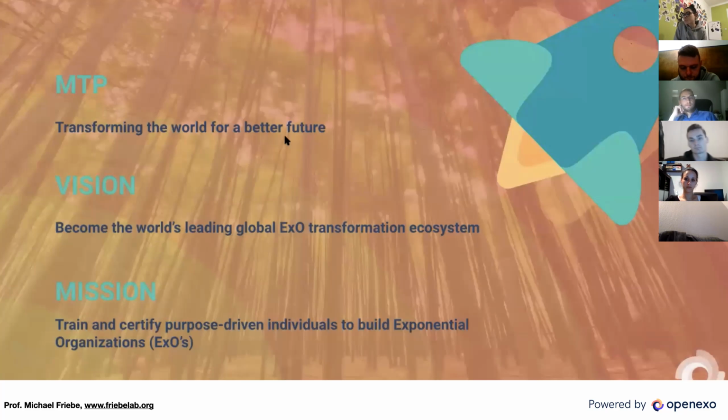A vision is something more concrete. Become the world's leading global EXO transformation ecosystem. That's already pretty clear. I mean, exponential transformation, there's probably not that many around anyway. So I want to become the leading one. And then the mission is something where you basically say, this is what I'm going to do right now to achieve this. So train and certify purpose-driven individuals to build exponential organizations. So if you go from the bottom to the top, it gets less and less concrete. Going from the top to the bottom, more and more concrete. It's kind of like the approach. This is what I want to reach in 30 years, and that's what I'm doing right now.